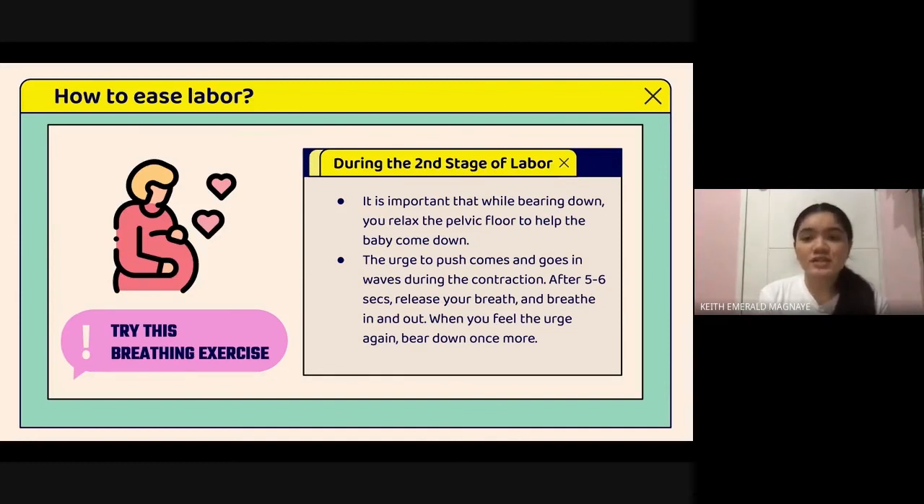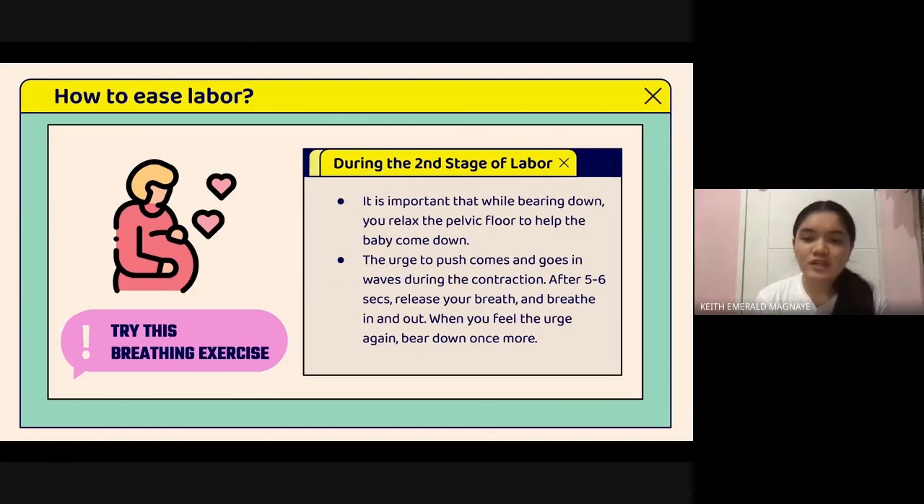It is important that while bearing down, you relax the pelvic floor to help the baby calm down. The urge to push comes and goes in waves during the contraction. After 5 to 6 seconds po, release your breath. Di ba po, sa start ng contraction, huminga po kayo ng malalim, and then tigil. And then, pwede po kayong mag-grunt bago nyo po i-release. Or i-hold nyo po yung breath nyo.